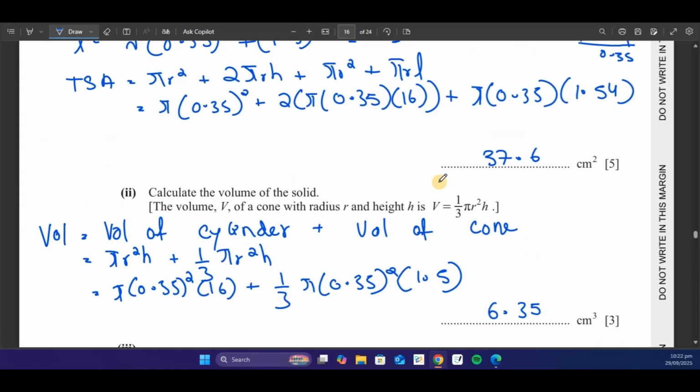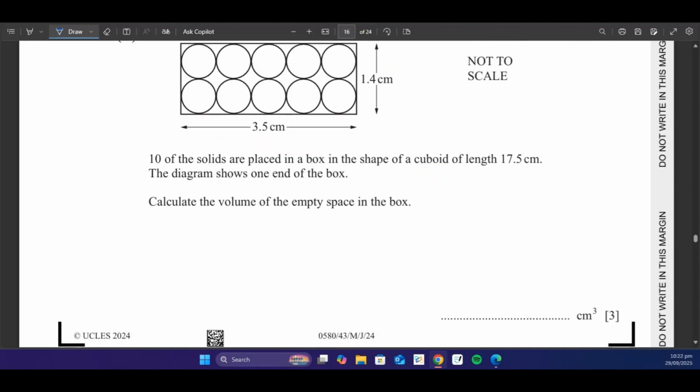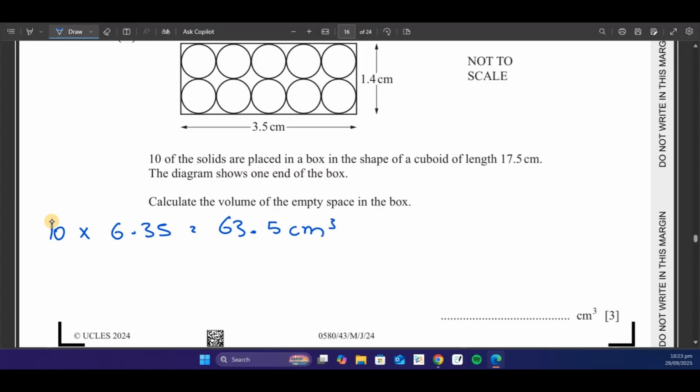Okay, this is 1 cylinder and this is 10. So what we're basically going to do is we're going to say that 10 into 6.35, okay, that's the volume of 10 solids, 63.5, that's the volume of the solids. We need the volume of the empty spaces, okay. So volume of cuboid, or the empty space.